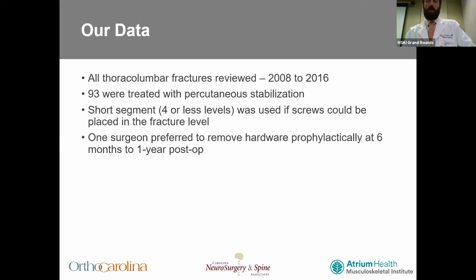But we looked at some of our data. We've been doing percutaneous screws for thoracolumbar fractures as far back as 2008, and it has become progressively more popular among our surgeons.